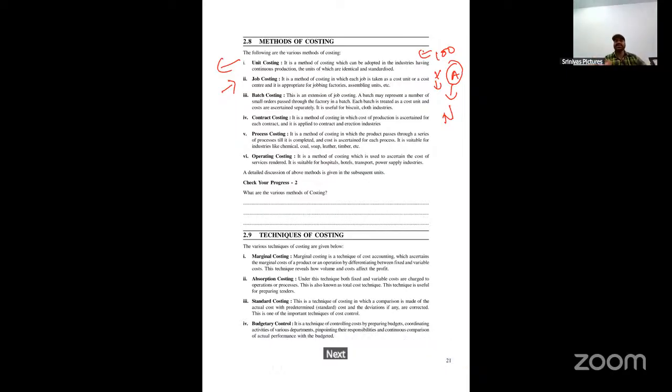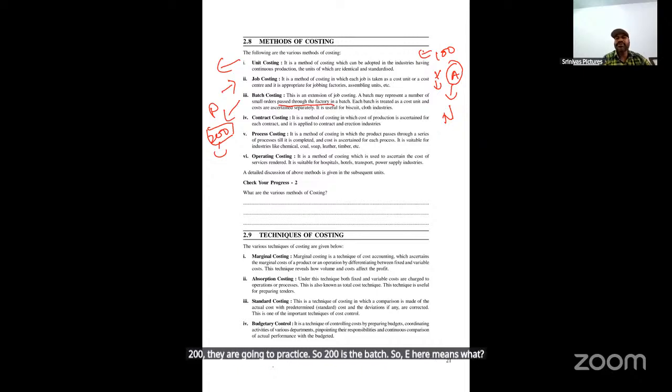Next one is batch costing. Batch costing means the number of small orders passed through the factory. For example, in a pharmaceutical industry, 200 paracetamols are required and they are going to produce 200, so 200 is the batch. Here, it means the number of small orders passed through the factory in the batch. Is that clear?